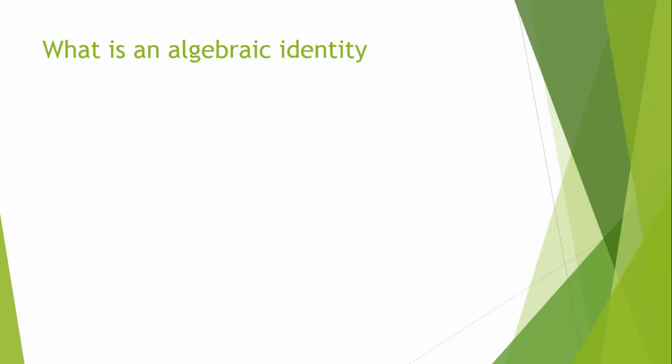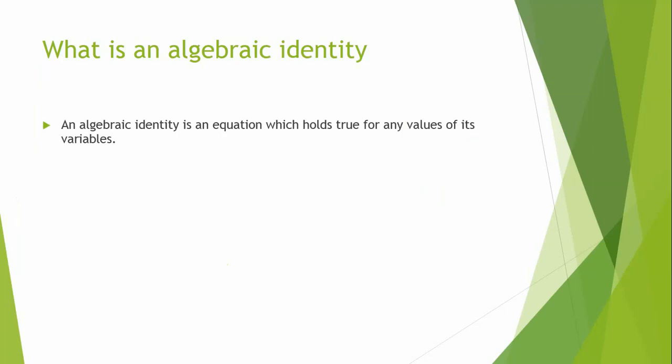As per definition, an algebraic identity is an equation. So, it's an algebraic equation which holds true for any values of its variables. So, whatever the values you replace the variables with, the algebraic equation holds true.